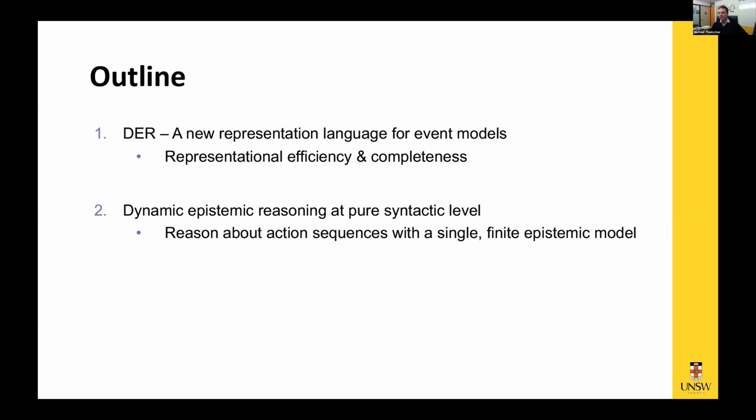The paper that I'm going to present introduces two things. First of all, a dynamic epistemic representation language, a new representation language for event models. And I will briefly mention the advantages of this representation language in terms of its efficiency as well as its completeness. And in the second part of this work, we have been looking at how we can model dynamic epistemic reasoning at a pure syntactic level, where we can reason about action sequences with a single and finite epistemic model that represents the state of affairs from the view of all the agents and what they know and don't know.